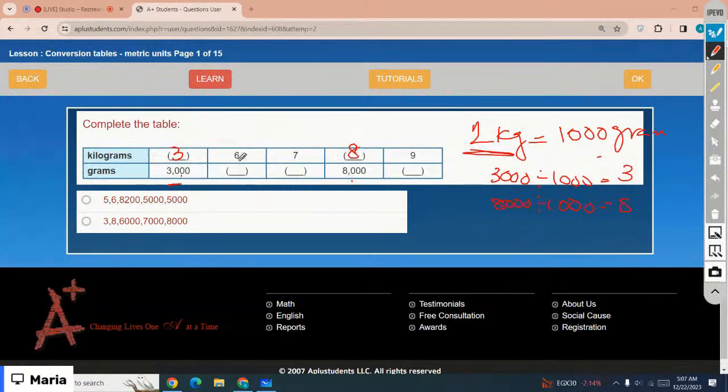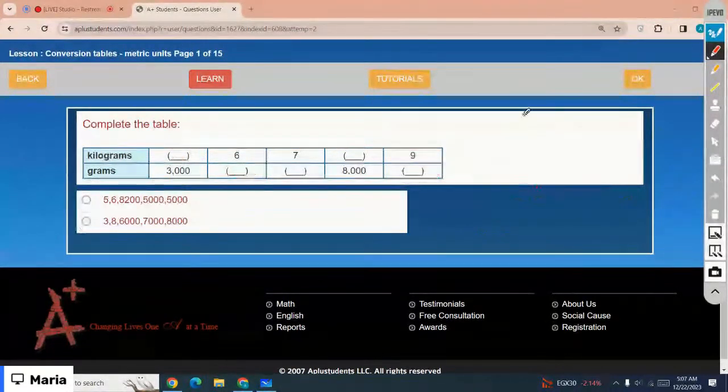Now for the ones you have to convert from kilograms to grams, right? Kilogram is a bigger unit and gram is a smaller unit. You need to multiply them with 1,000. 6 times 1,000, that is 6,000. 7 times 1,000, that is 7,000. 9 times 1,000, that is 9,000, right? So which is the correct option? The correct option is 3, 8, 6,000, 7,000, and 9,000. Option number 2 is the correct option, right?